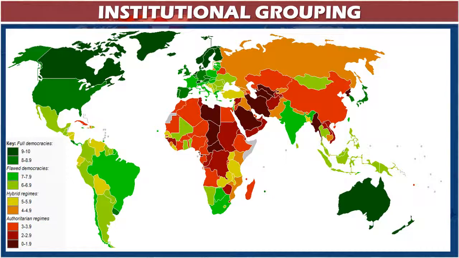And that shows what kinds of governments there are. As you can see, in Western Europe and North and South America, you have a lot of relatively strong democracies, while in the Middle East, Africa, South Asia, you have a lot of authoritarian regimes that score very low. So this is one way we could group nations.